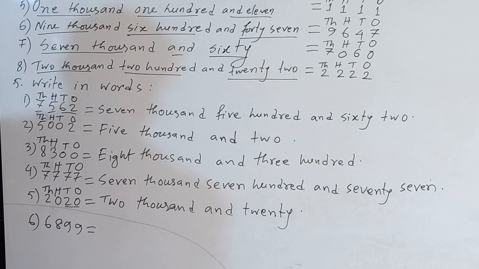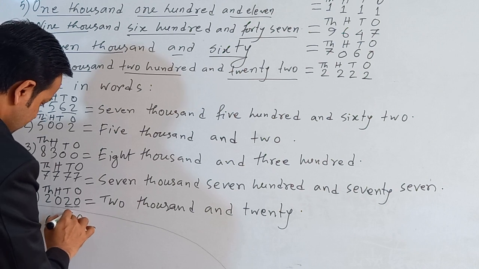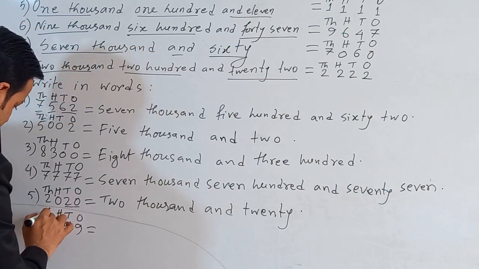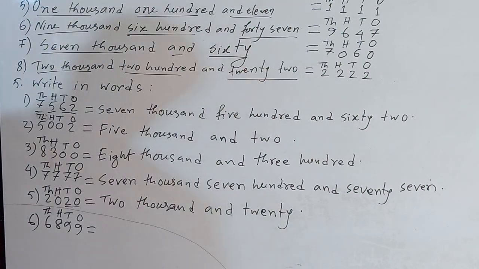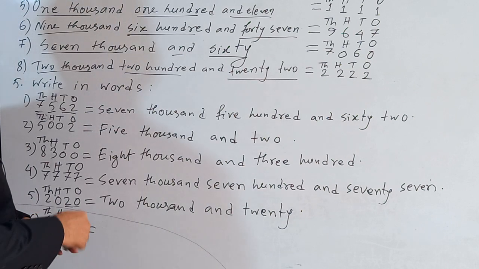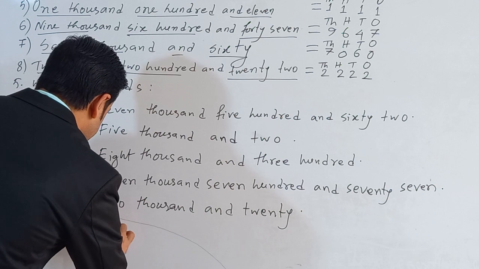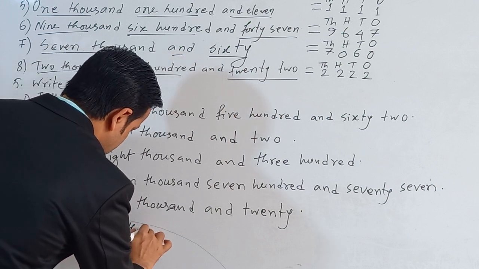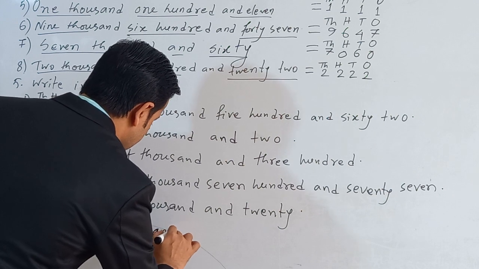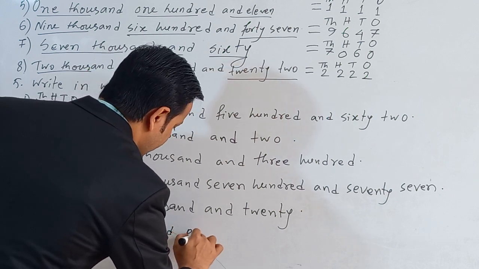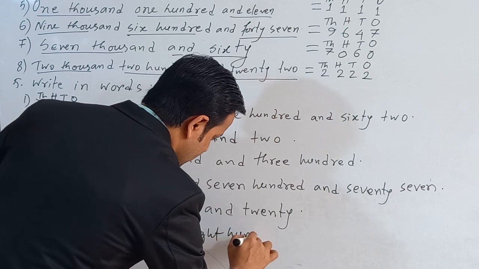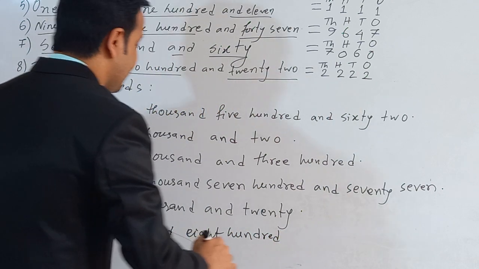Okay, dear students, now we are at the last number of today's lecture. Here number 6. This is ones position, tens position, hundreds position, thousands position. So we can read the number as 6800. 9 is in tens and 9 is in ones. It means here 99. So 6,899. So we can write this as 6000, then 800, and 99.